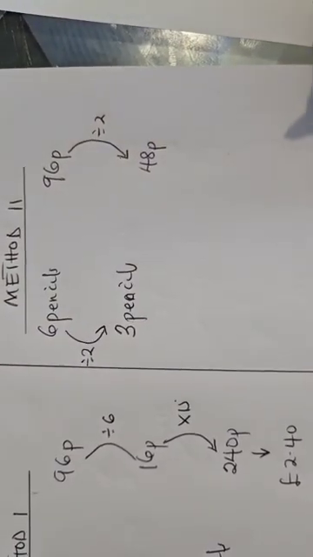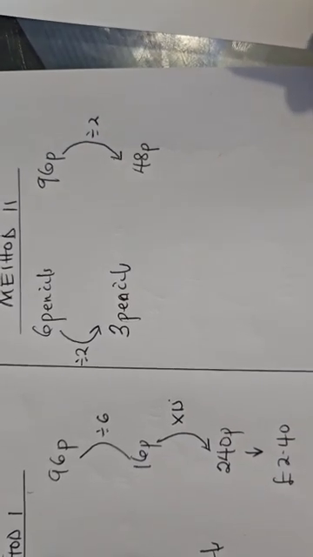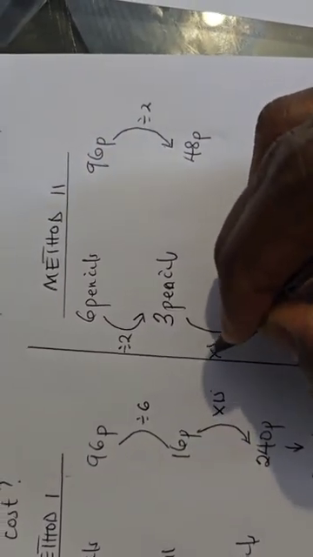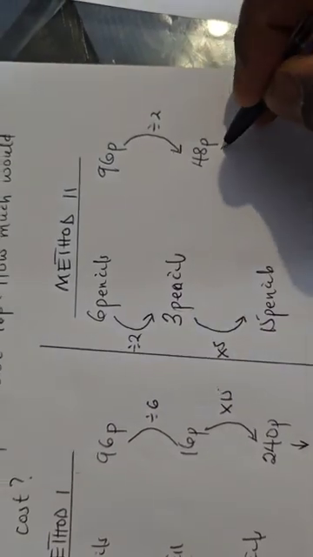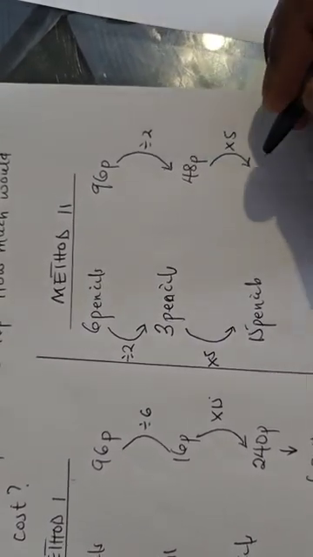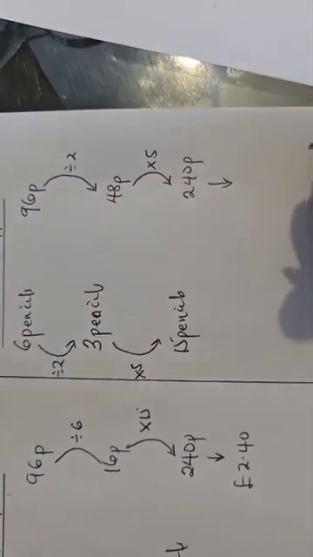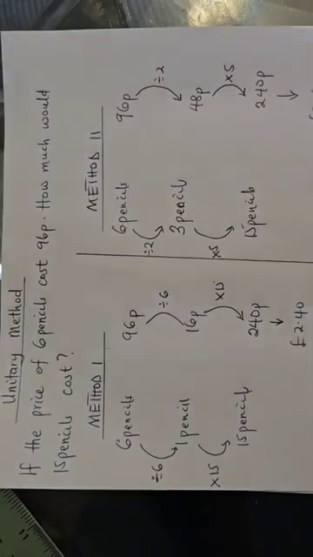That's 48 pence. Since I have 3 pencils based on the common factor that I used, I times the 3 by a common factor of 5 to get 15, which is 15 pencils. I do the same thing on the right hand side, and 48 times 5 is giving me 240 pence, which is also equivalent to £2.40.